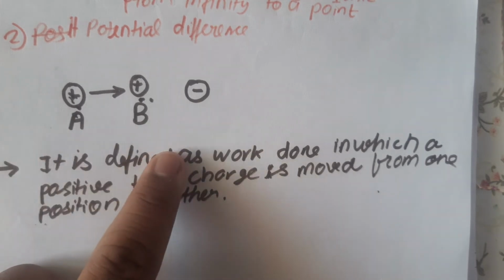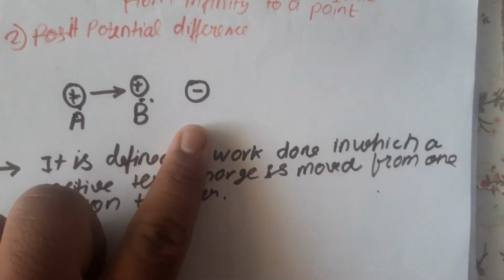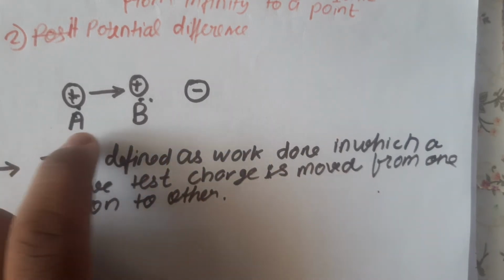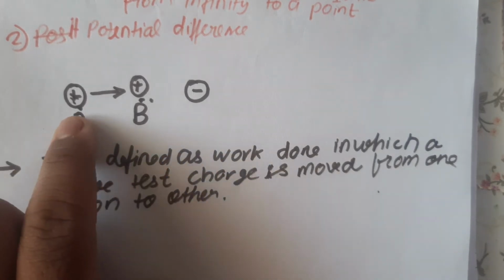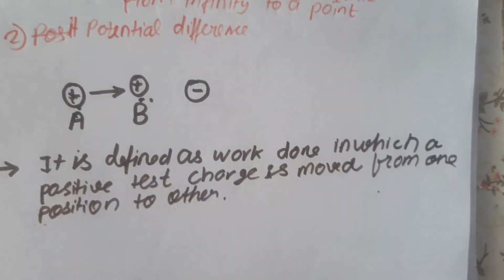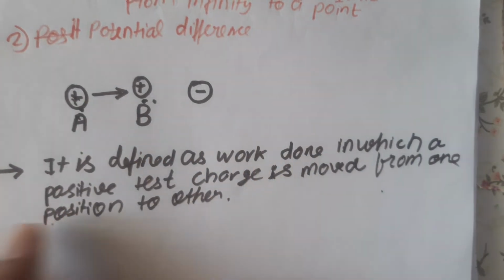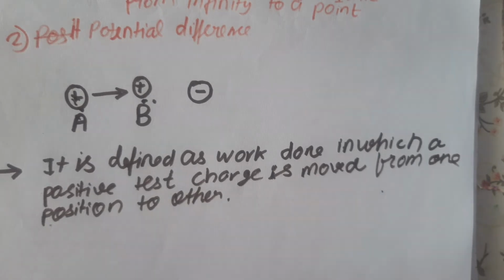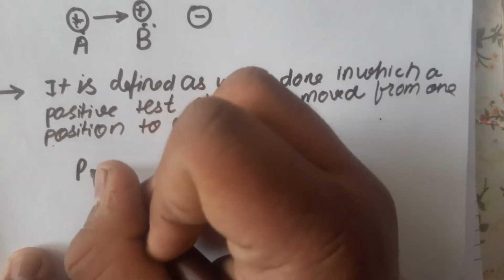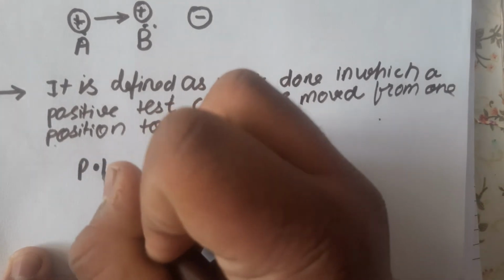So the work done by this negative charge in bringing this positive test charge from point A to point B is defined as the potential difference. Simple, this is very easy. I hope you have got the concept. So, let's write its formula. Potential difference, I'll write it short as PD.